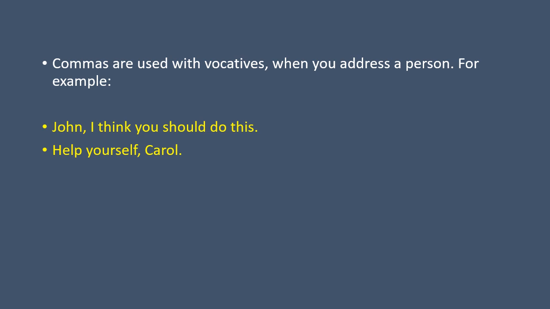Commas are also used with vocatives, when you address a person or when you say their name. For example, if you say, John, I think you should do this. So after John, you have to put a comma, and help yourself, Carol. Help yourself, comma, Carol. So simply, you have to separate the name of the person using a comma from the rest of the sentence. So that's why these types of punctuation marks are called separating. So punctuation marks do two things. Remember, separation, specification. So this is separation.